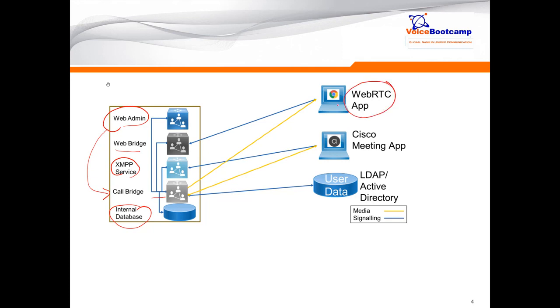Now, from a client perspective, you have WebRTC. WebRTC will communicate using the web bridge for signaling purposes. And once the media has been established, the WebRTC client will communicate with the call bridge directly. Same thing with the Cisco Meeting Server application. Now, when a user is authenticated, the call bridge will communicate with the LDAP server for authenticating the end user.